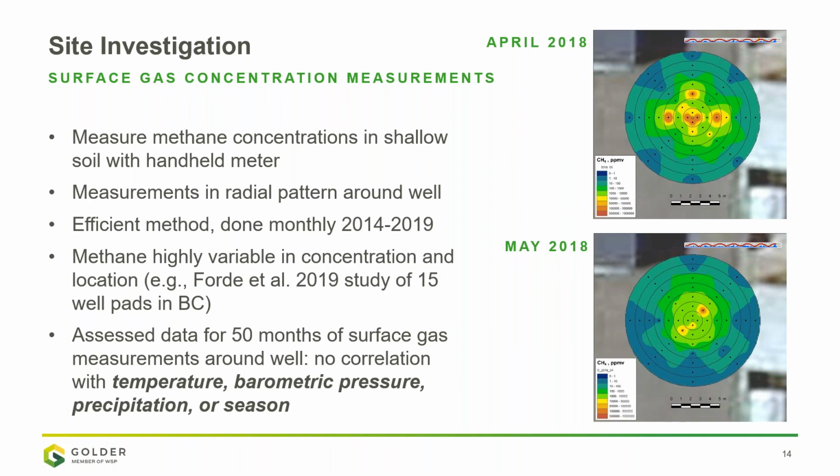Methane concentrations were measured right at the ground surface in the very shallow soil using a handheld meter in a radial pattern around the well. And it's a pretty efficient method, so it was done monthly for 5 years. Similar to what's been seen in some of the research, for example, at well sites in British Columbia, when we looked at this 50 months worth of shallow subsurface gas data, there was essentially no correlation with temperature, barometric pressure, precipitation, or even the season.